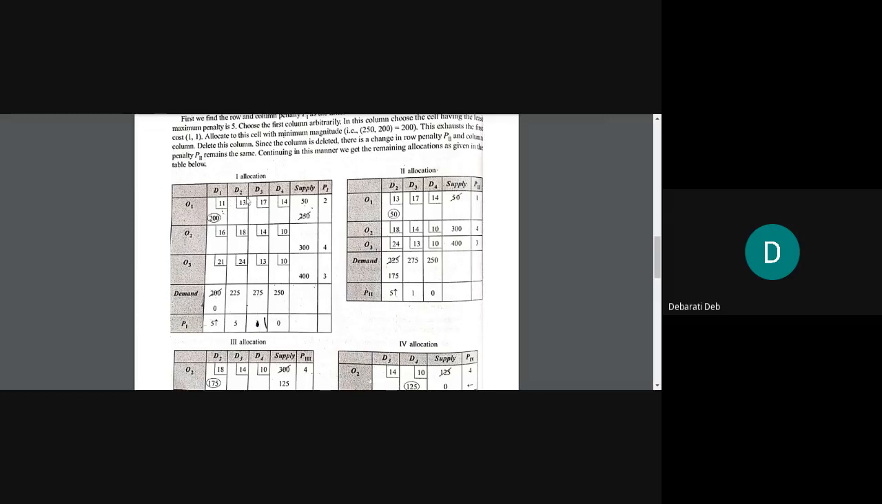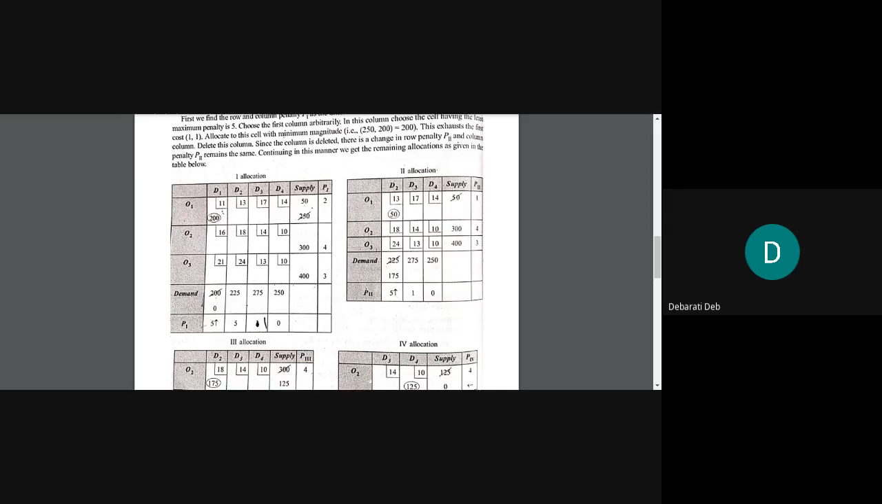Similarly, for the D2 column as well, you will write the difference between the second lowest and the lowest cost. The second lowest cost is 18 and the lowest cost is 13. So 18 minus 13, you will write 5. Then for the D3 column, the second lowest cost is 14 and the lowest cost is 13. So 14 minus 13, you will write 1. Lastly, for the D4 column, the second lowest cost and the lowest cost are both the same. They are giving you the same numbers. So 10 minus 10, you will write 0.